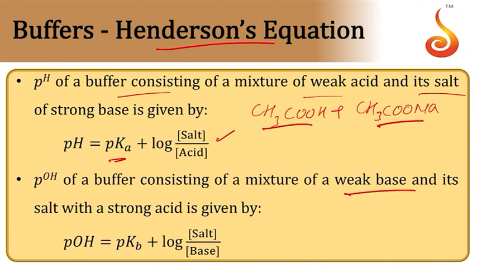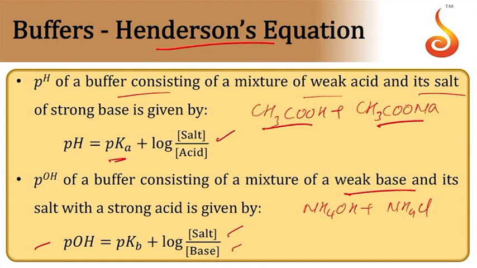When you take the basic buffer, which is a mixture of weak base and corresponding salt of strong acid, you can take the example of weak base plus ammonium chloride. This mixture you can take in this case. So for the basic buffer, pOH will be given as pKb plus log of concentration of salt by concentration of the base. And we know that a buffer resists the change in pH by adding a small amount of acid or base, even upon dilution.